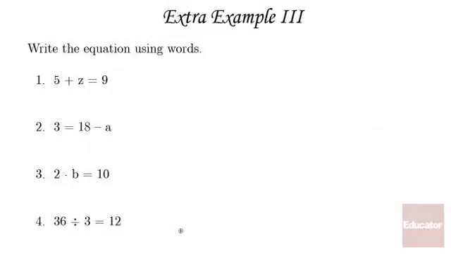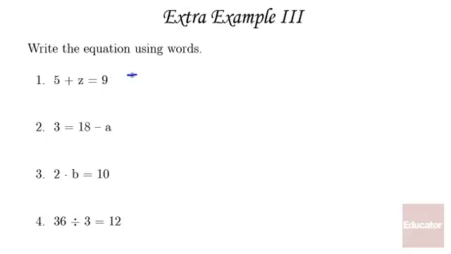Write the equation using words. So you can write this several ways, right? Because we know that addition, we can use plus, we can use added, we can use the sum, okay? So here, you can say 5 plus z is 9. Okay, I'm going to use sum.